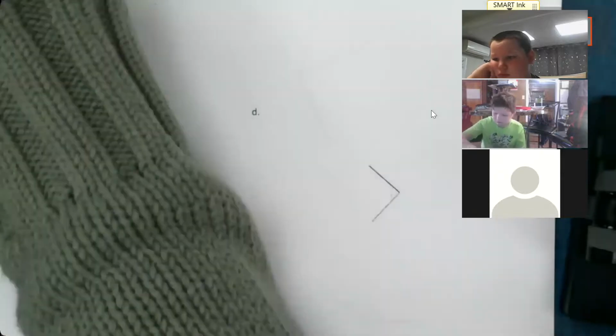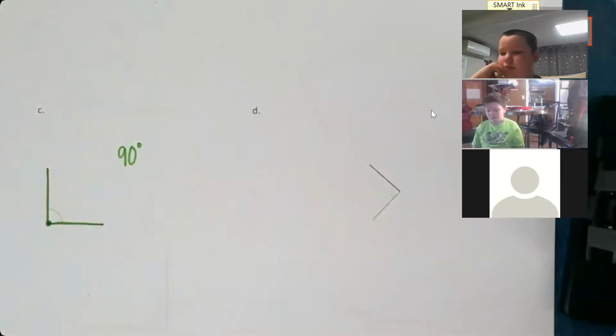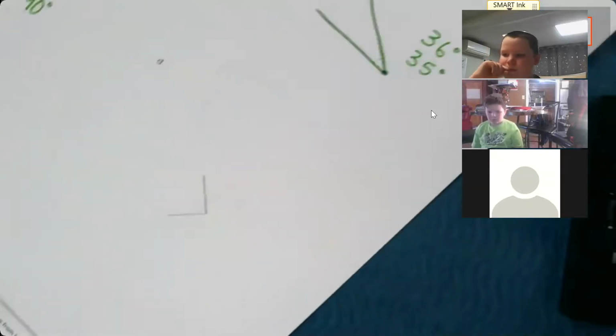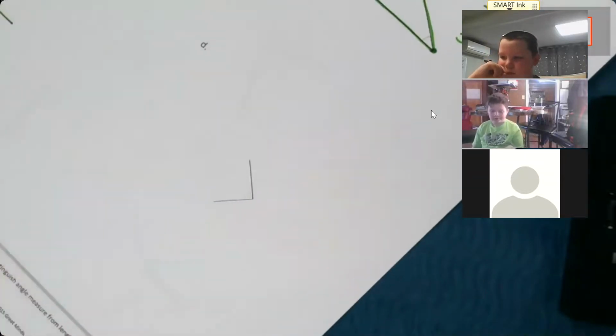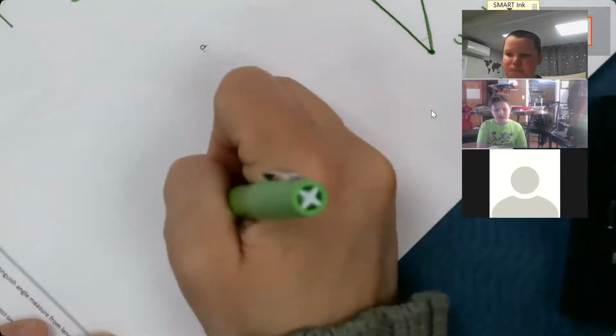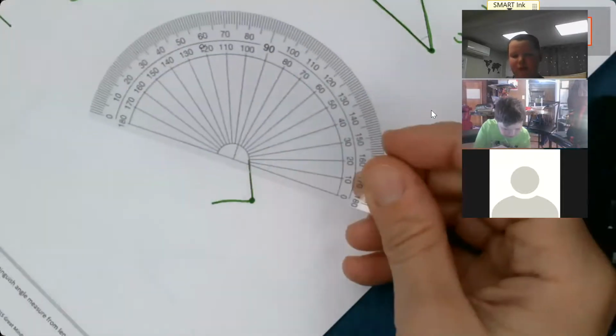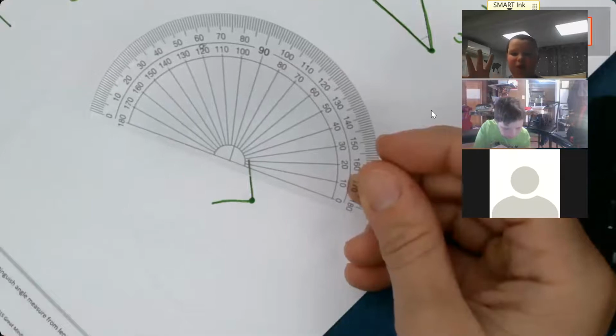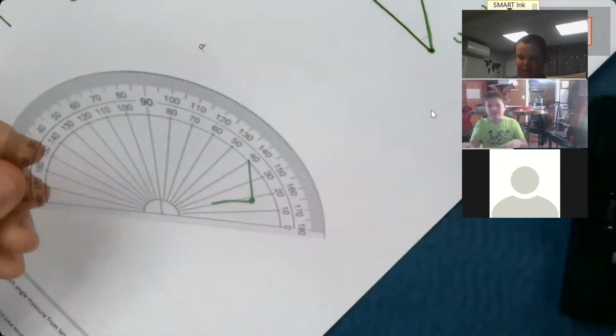All right, Soren, you're going to walk me through letter D. So I'm going to move my book, turn it to make it easier for me because I can do that. Soren, I'm going to make my point here, my vertex, and I'm going to outline these so I can see better. What do I do first? You get out your protractor. Got it? Now what? Place it on the angle. Okay.